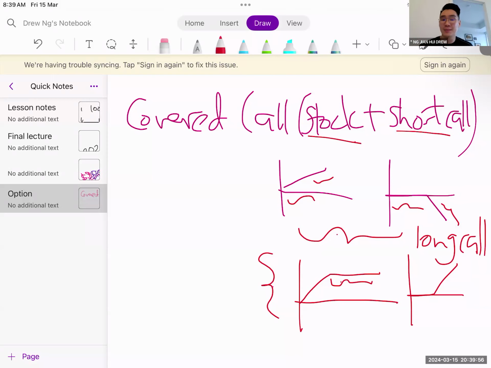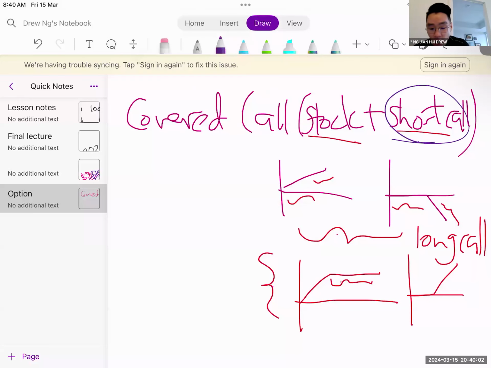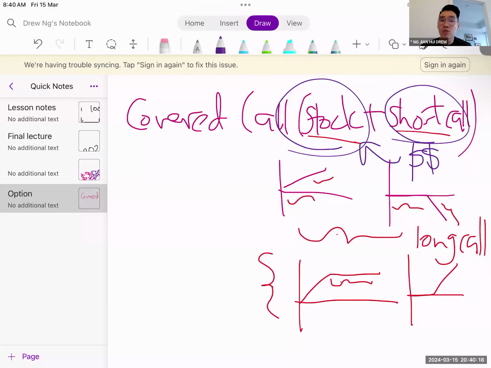But what's interesting about covered call is this. You are actually shorting a call and longing a stock. Remember what happens when you short a call? You're getting money, right? You're getting money when you short something, and you're using this money to buy a stock. So this is actually a very good income strategy where there is no cash upfront to buy the stock, because you're using a short call position to cover the stock price. So there is no cash outflow at the start because you short the call to buy the stock.